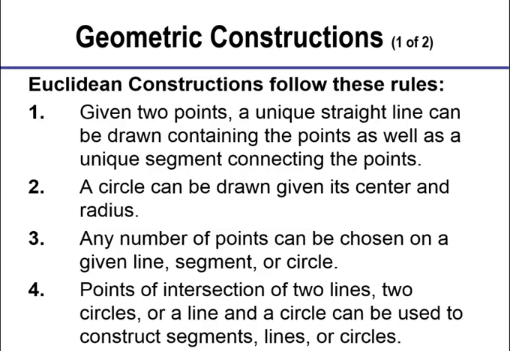Well, these are rules for Euclidean constructions. So number one, given 2 points, a unique straight line can be drawn containing the points as well as a unique segment connecting the points. You could do that with a straight edge, and Euclid believed that you could draw all of these constructions with a straight edge, not even a ruler.